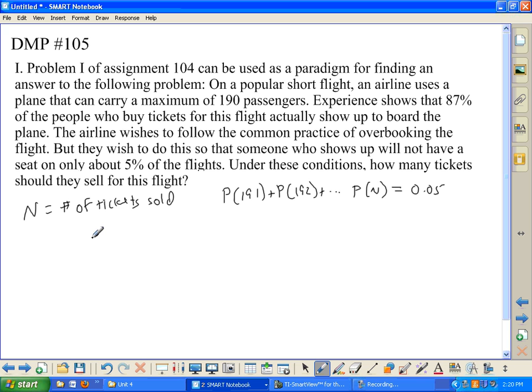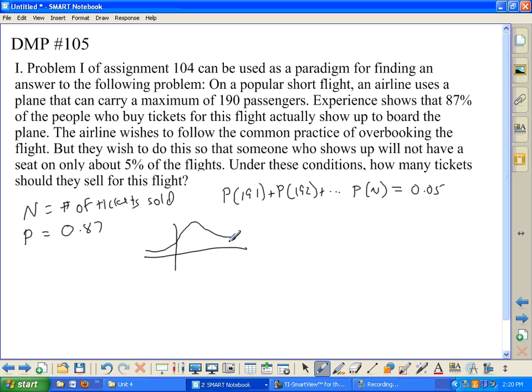So what we're going to do is use our area model, where n is the number of tickets sold, which we don't know. P is the probability that they show up, 87%. And using those two numbers, we can use the area model to approximate these probabilities and set that approximate value equal to 0.05.